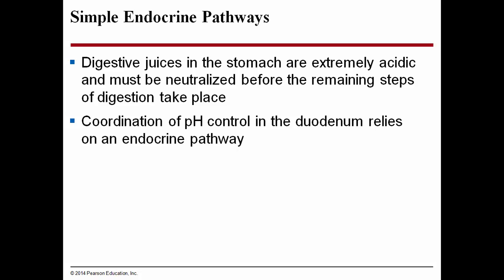Simple endocrine pathways. Digestive juices in the stomach are extremely acidic and must be neutralized before the remaining steps of digestion take place. Coordination of the pH control in the duodenum, or some people say duodenum, relies on the endocrine pathway.